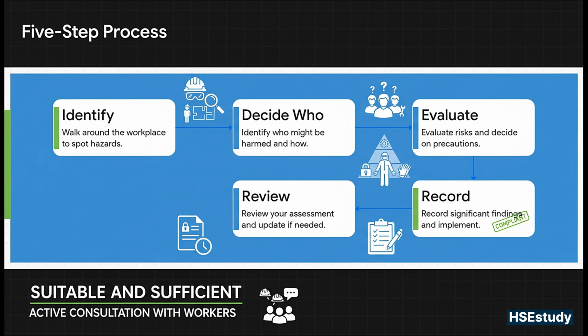Step 3, evaluate the risks and pick your precautions using the hierarchy of controls. Step 4, record your significant findings so you have proof of compliance and a solid training baseline. And step 5, routinely review and update that assessment. The big takeaway here, your assessment has to be suitable and sufficient. It doesn't need to be flawless, but it absolutely requires active consultation with the workers actually turning the wrenches, because they know the hazards best.